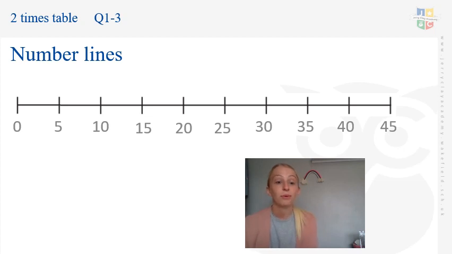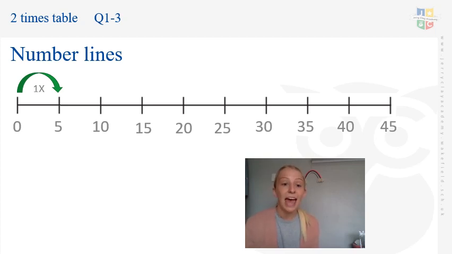times table. So if I start on 0 and then jump to number 5, then I've only counted in 5 once. So if I add my little arrow and I jump straight to 5, I've only got one group of 5, one lot of 5, 1 times 5. So I've got 1 multiplied by 5.